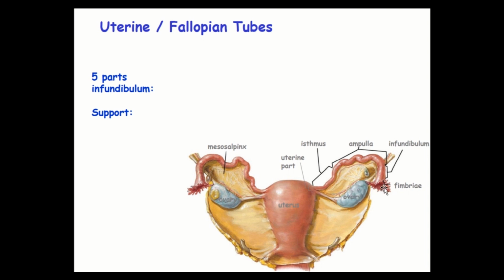The infundibulum, as you can see over here, possesses some finger-like projections. These are known as the fimbria. The fimbria facilitate the collection of the oocyte or the egg from the ovary into the uterine tube.